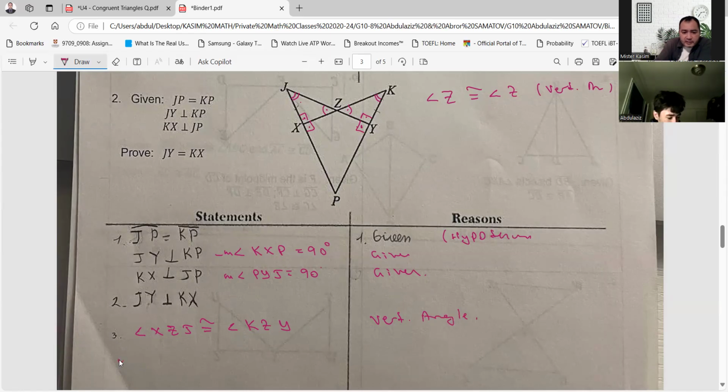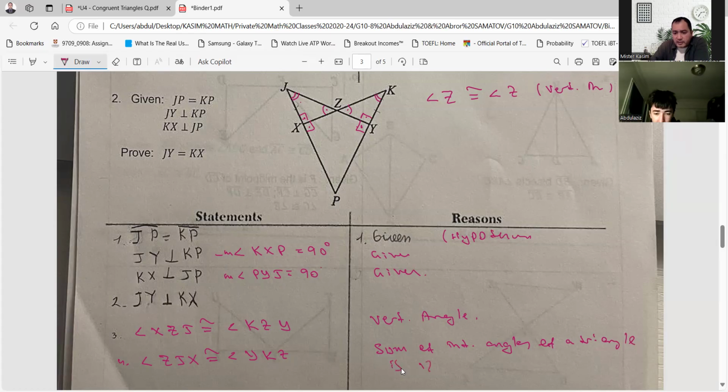Okay, and next, from here I can write angle ZJX is congruent to angle YKZ. Why? Because the sum of interior angles of a triangle is 180 degrees. Because in the two triangles, two angles are congruent, so the third angles must be the same.